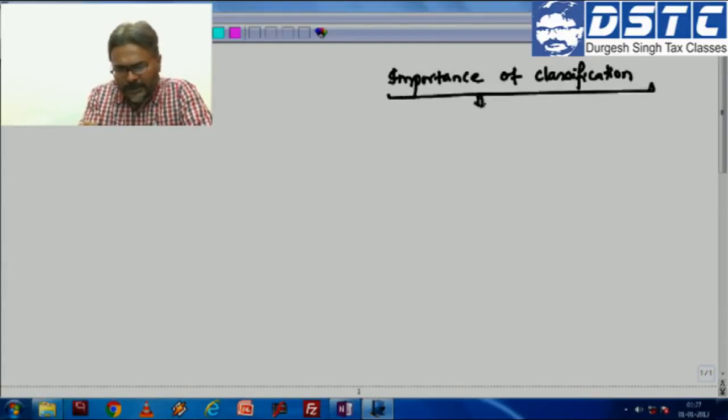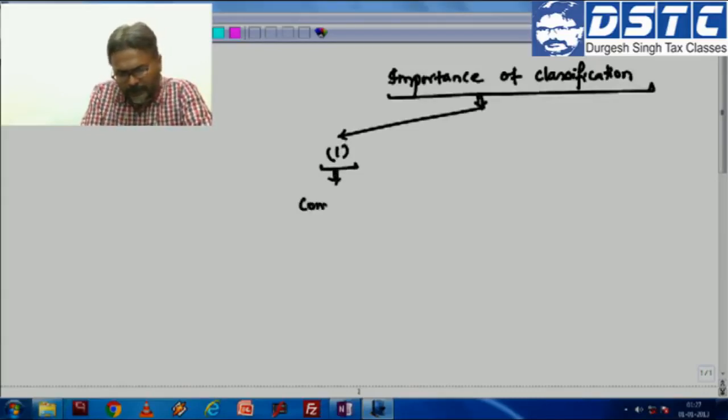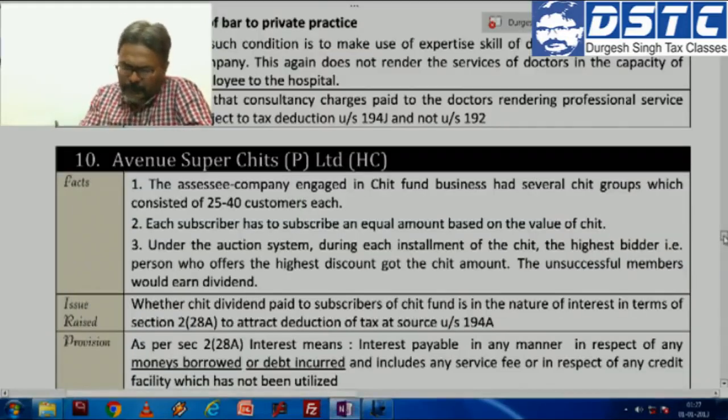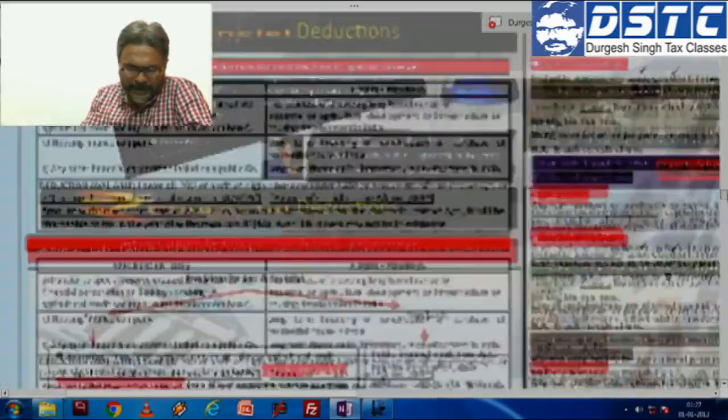So here is a case of, one, in computing the total income. Obviously, in computing the total income, there are 4 or 5 case laws only in respect of this. So if I can also give a sequence of it, it will be better for all of you. I'll just take the index.